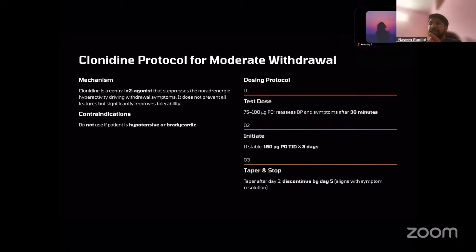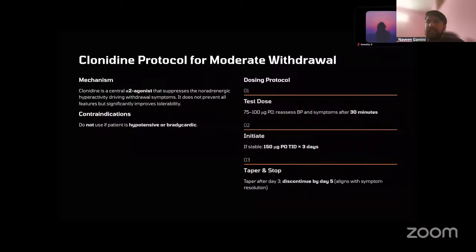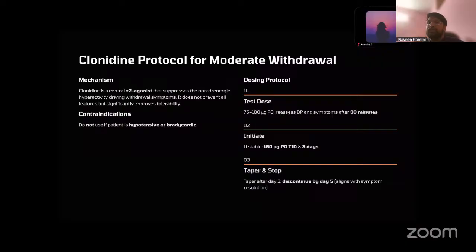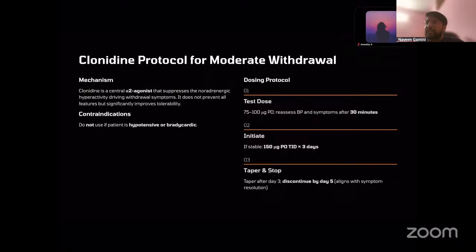Now, regarding moderate withdrawal, we have something called the clonidine protocol. What is clonidine? Clonidine is a central alpha 2 agonist. It suppresses the noradrenergic hyperactivity, which is the driving force of the withdrawal symptoms. It does not prevent all the opioid withdrawal symptoms, but it improves tolerability. An important contraindication of clonidine is that if the patient is hypotensive or bradycardic, avoid clonidine.